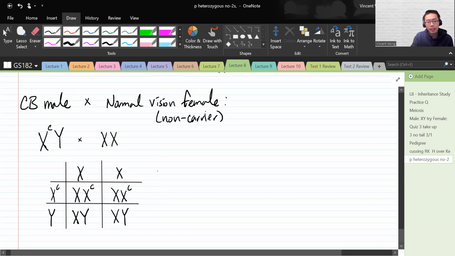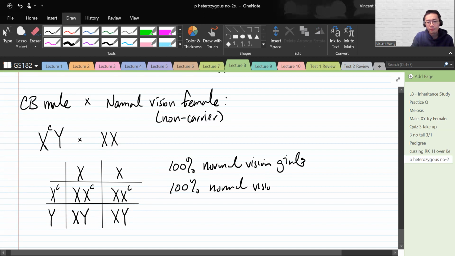So if it's a daughter, if it's a girl, then it'll be 100% normal vision girl, right? No problem. They will be carriers, but that's okay. They will have normal vision. What about boys? Also 100% normal vision boys. None of them is going to have color blindness.